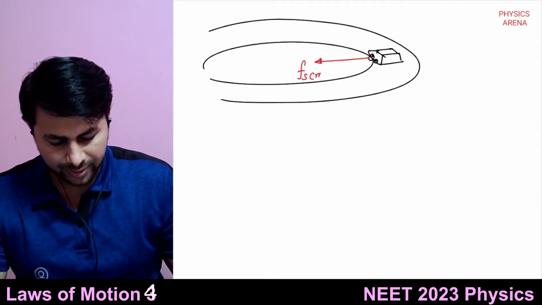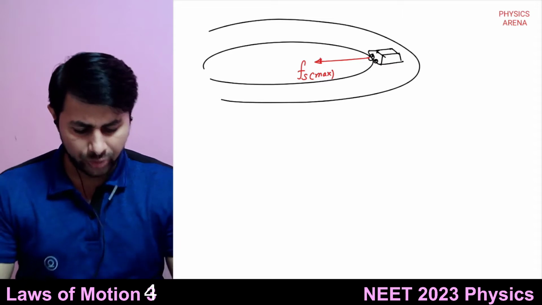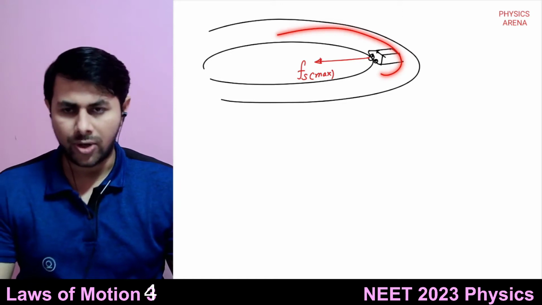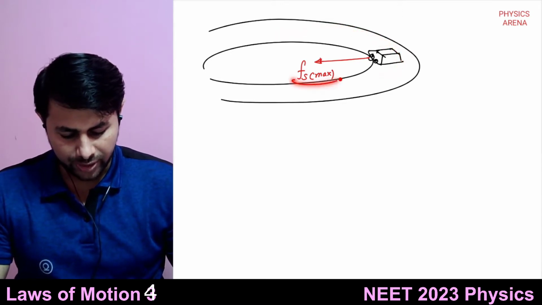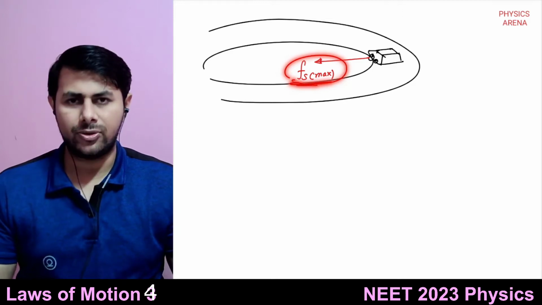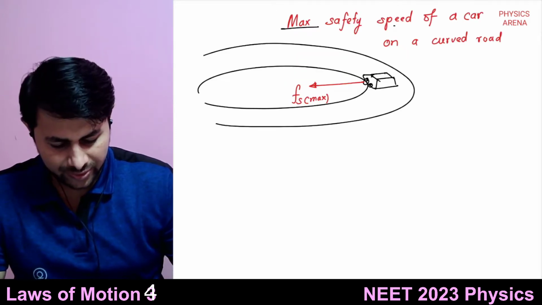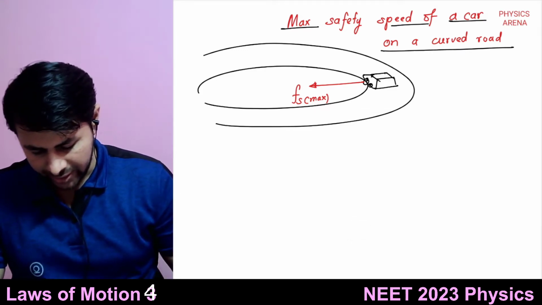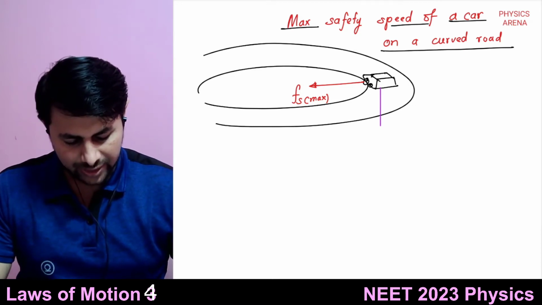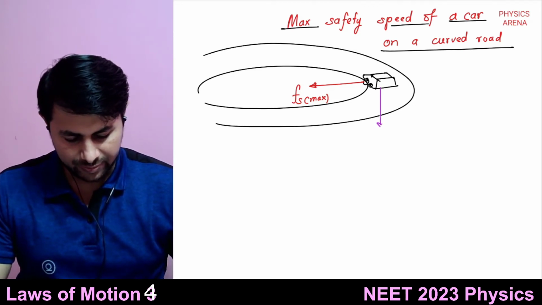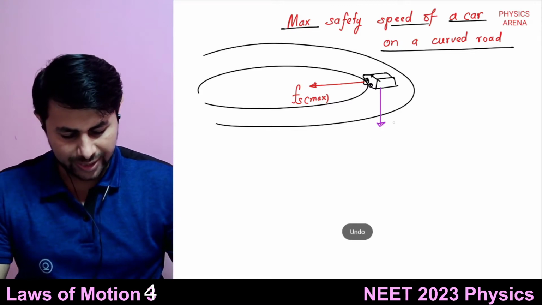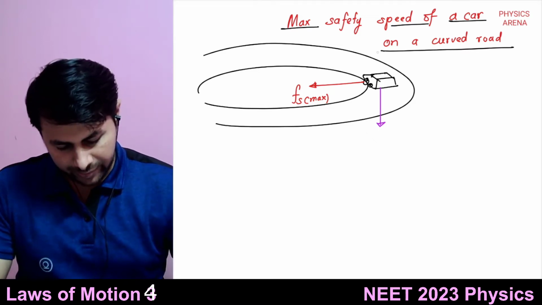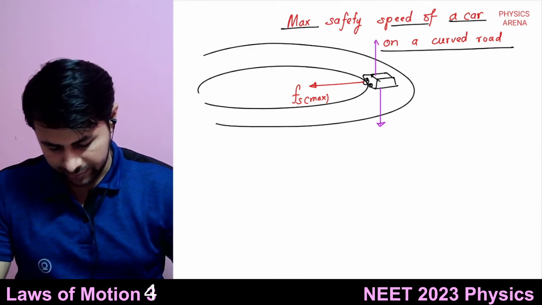So Fs max. Now I want to find out the maximum safety speed of this car which is taking a turn on a horizontal road. For the maximum safety speed, the centripetal force will be maximum. It's the frictional force which provides the centripetal force here. What are the other forces acting on the car? One is the gravitational force which acts downwards, and it is balanced by the normal reaction due to the road, which acts upwards.